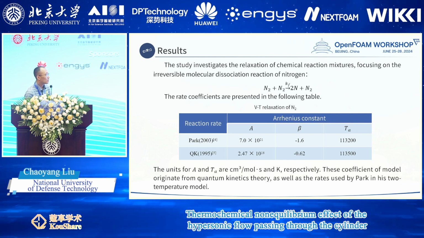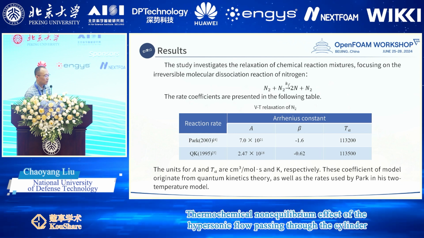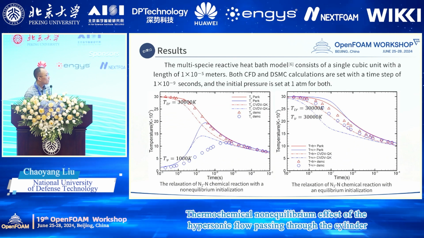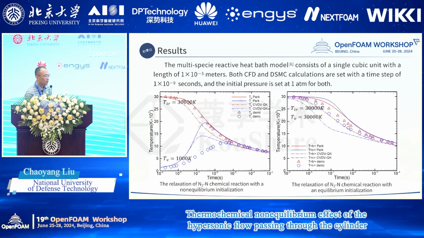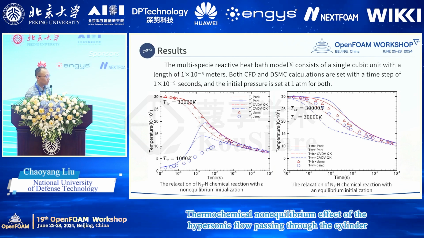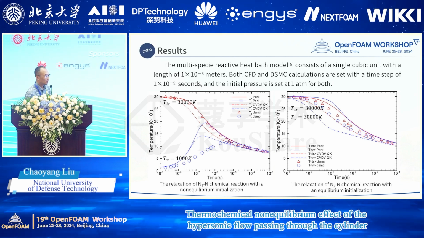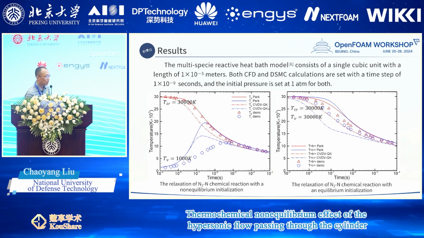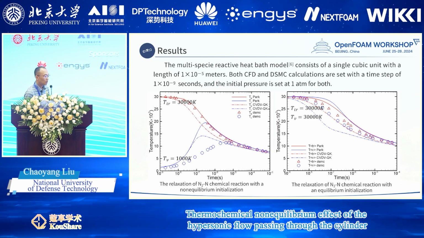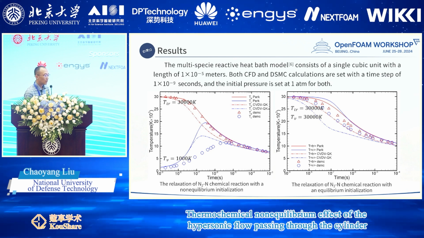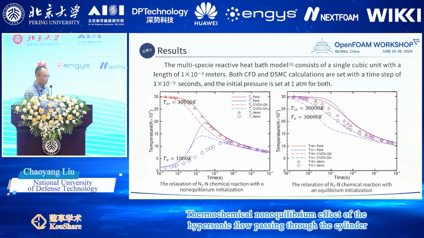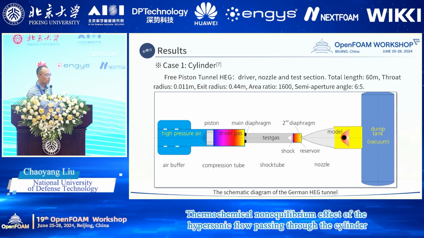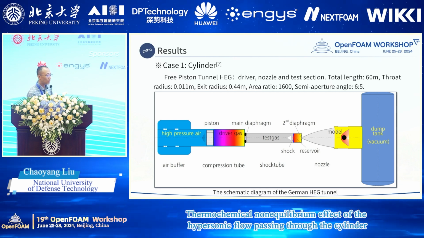The rate coefficients are presented in the table, including the Park and QK models. For the non-equilibrium initial working condition on the left, the Park model accurately predicts the translational temperature, but thoroughly overestimates the vibrational temperature. In contrast, the QK model predicts lower temperatures. For the initial equilibrium conditions on the right side, the simulation results show a similar trend. Based on the above tests, we have demonstrated that the application of the solver and case configuration are reasonable.